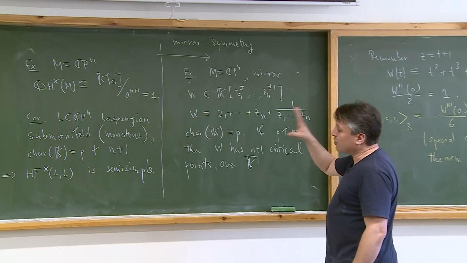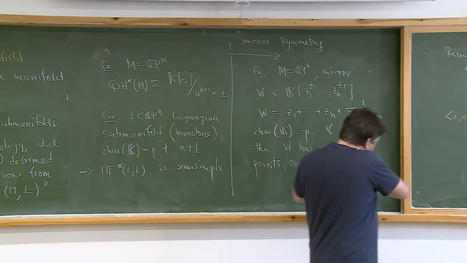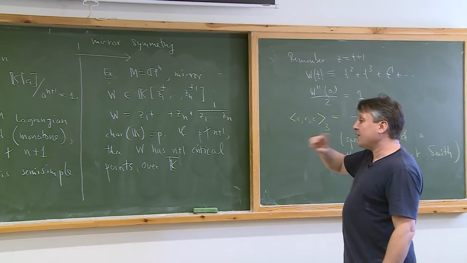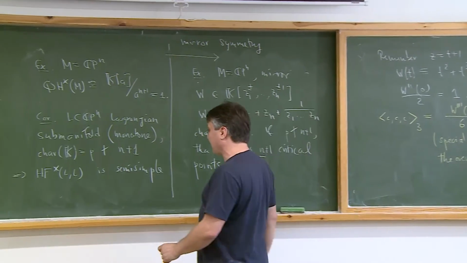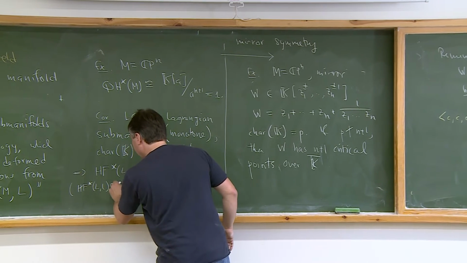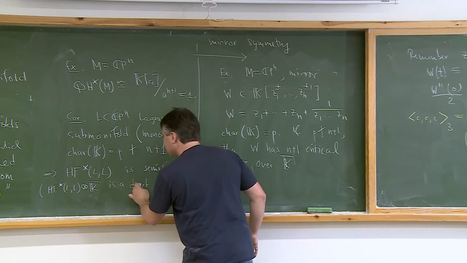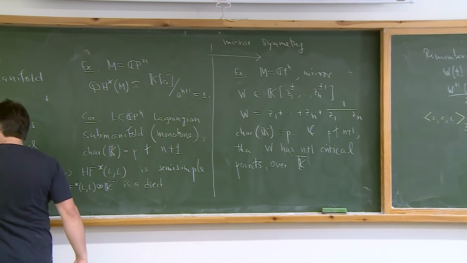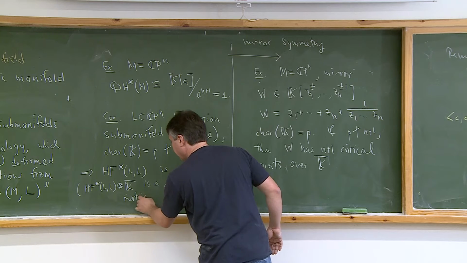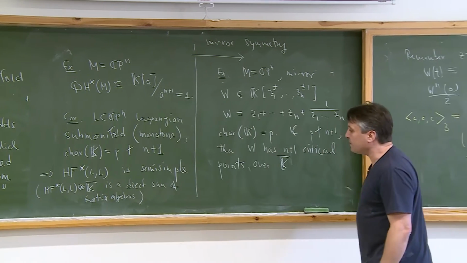But if you work with a coefficient field whose characteristic does not divide n plus 1, then the superpotential degenerates into something with very simple critical points, and the Floer homology of any L is a semi-simple algebra. Now, so as not to get called out by the number theory people, if you pass to the algebraic closure, it is a direct sum of matrix algebras. It's not necessarily commutative, whereas the quantum homology is commutative.